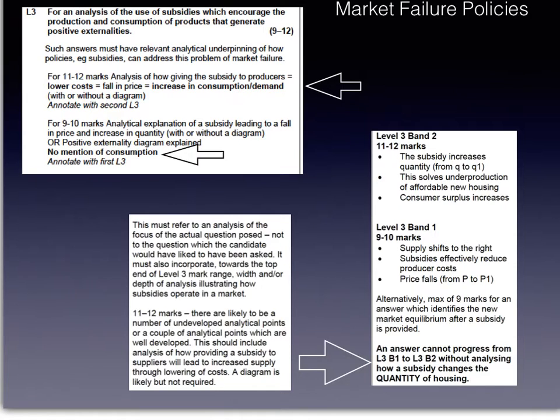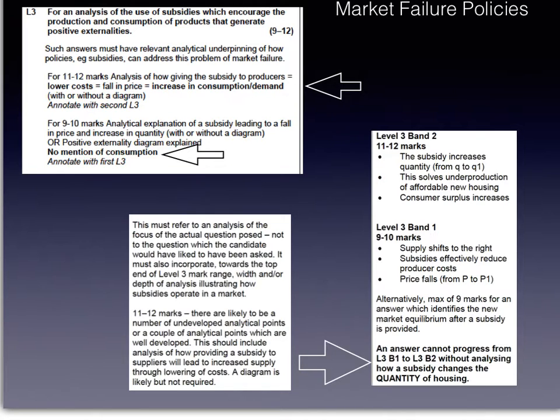If you don't say that, if you just gave them the diagram and then say that increases the quantity, you will not get through to this magical level 3, what they now call band 2. So if you just said the fall in the price increases the quantity in the market, no mention of consumption, that's not going to be good enough. If you said the fall in price leads to an increase in the consumption or the demand or movement along the demand curve, or increase in quantity demanded, then you'll get to this magical band 2.